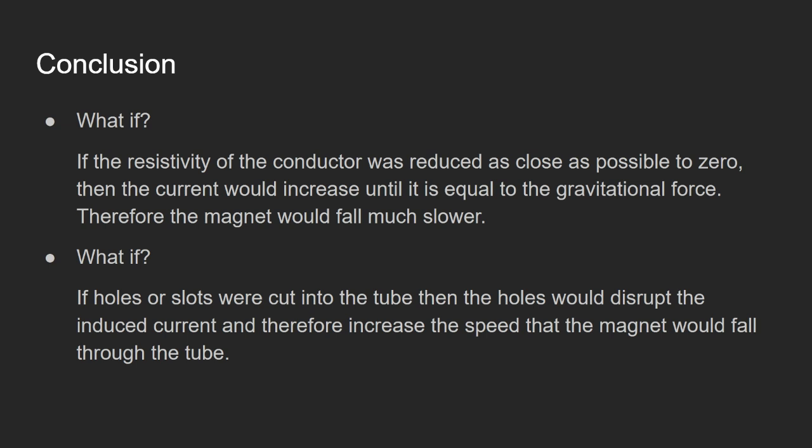Now, what if the resistivity of the conductor was reduced as close as possible to 0? Then the current would increase until the magnetic force is equal to the gravitational force. So the magnet would fall slower, but if holes and slots were cut into the tube, then the holes would disrupt the induced current and therefore increase the speed that the magnet would fall through the tube.